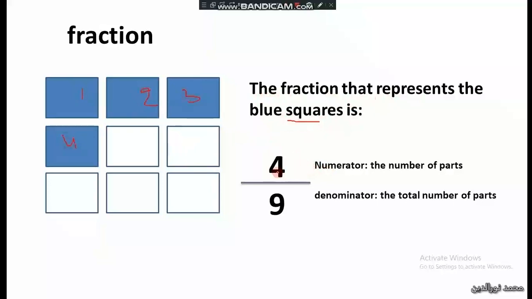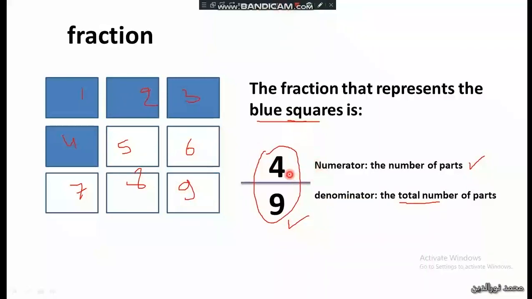So we put 4 at the upper side, so it's the number of parts. So we have 4 blue squares out of the total number of parts, which is 5, 6, 7, 8, and 9. It's all the number of parts, which is 9. So this is the fraction. It represents the blue squares out of the total number of the squares.